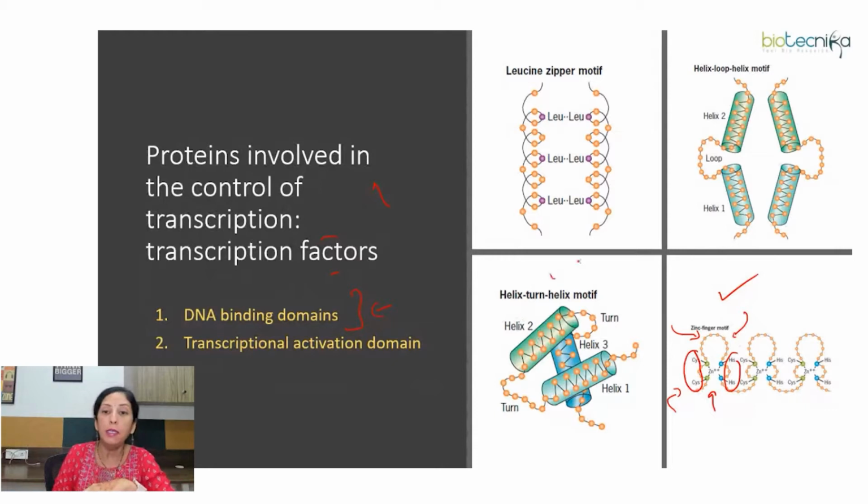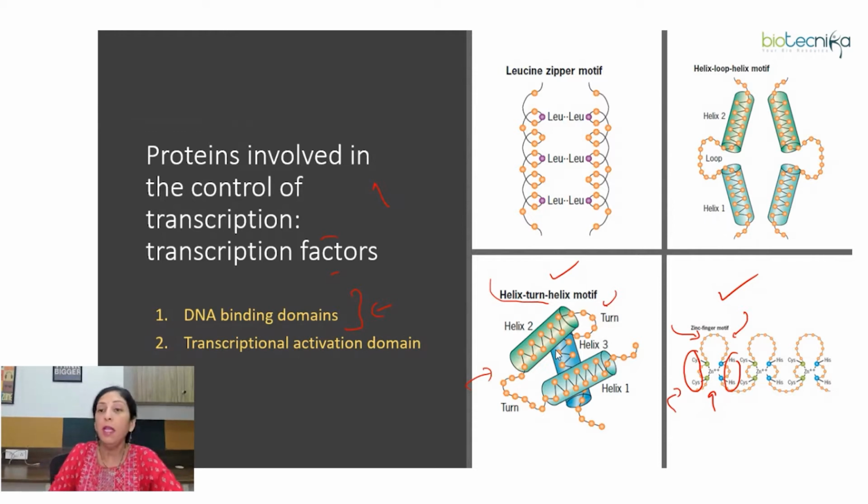Similarly, we have the helix turn helix motif. Here there are 3 helices, which are formed and joined to each other by turns. So this is known as the helix turn helix motif. Various studies have proved that the helix towards the carboxyl terminal of the polypeptide is the one that helps in binding to the DNA.